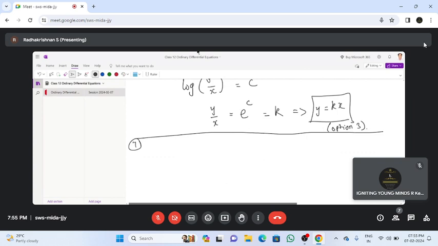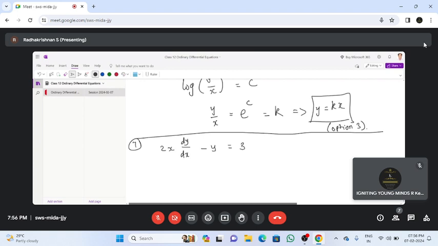Okay. Problem number 7. The solution of the differential equation 2x dy by dx minus y equal to 3 represents what? Straight line, circles, parabola, ellipse. So now we have to solve it and see what type of equation we are getting. 2x dy by dx minus y equal to 3.